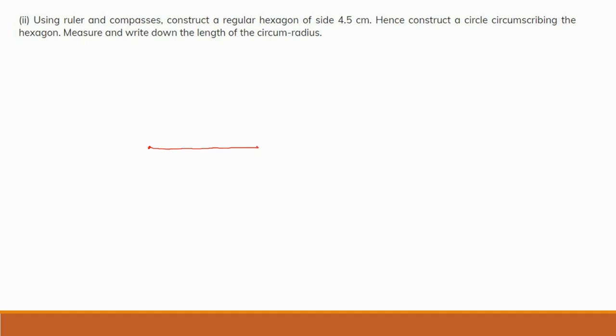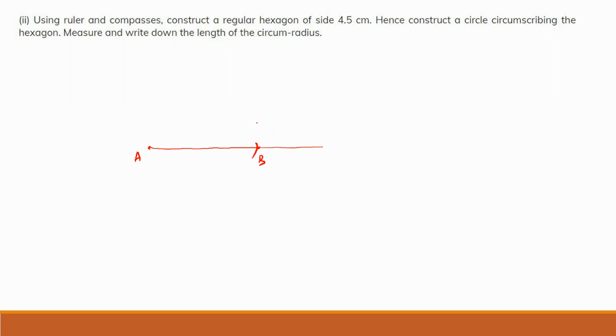Or maybe you draw a straight line like this and take the compass at 4.5 centimeter. Put one corner of the compass here, measure 4.5 centimeter on the scale, and then draw it here, cut it here. So this becomes your first point. Let's say this is A, this becomes your point B. From here, you have to draw another 4.5 centimeter line on this side, which is at an angle of 60 degree. You know how to draw 60 degree, I guess.